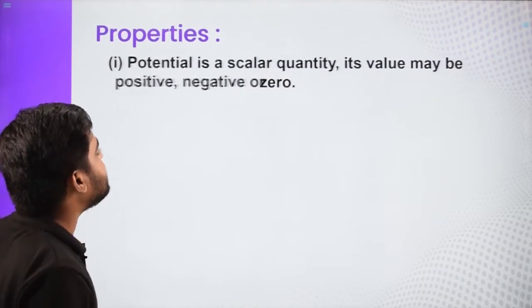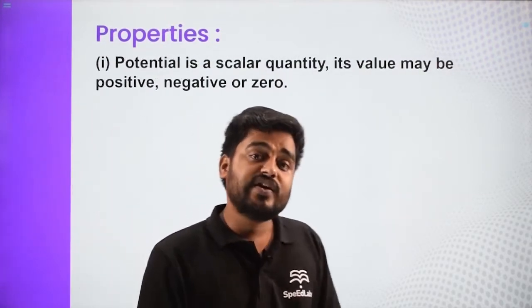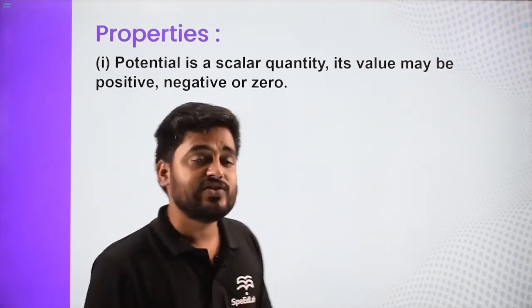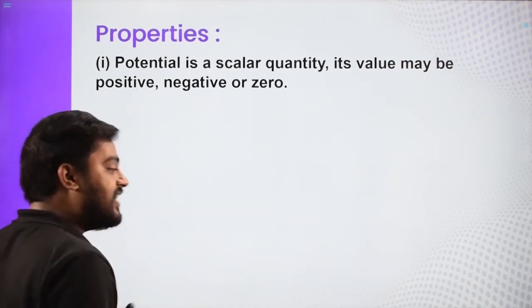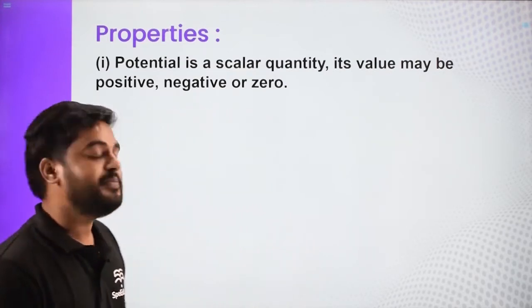Now let us discuss some of the properties of our electric potential. So the first property is that potential is a scalar quantity. It is work done per unit charge. So as work is a scalar quantity, potential is also a scalar quantity, and like work, it might be positive, might be negative, or might be 0 as well, depending on the work.